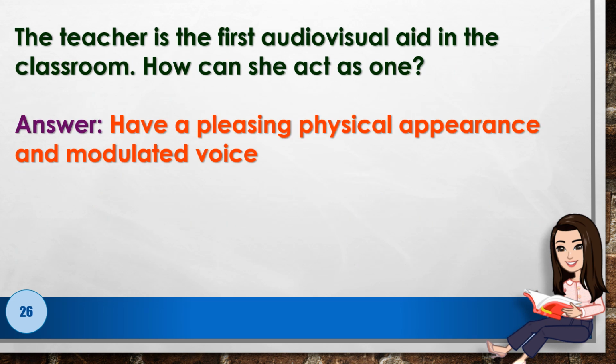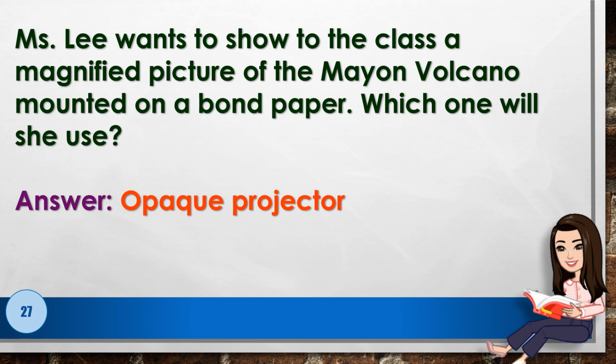26. The teacher is the first audiovisual aid in the classroom. How can she act as one? Answer: have a pleasing physical appearance and modulated voice. 27. Ms. Lee wants to show to the class a magnified picture of the Mayan volcano mounted on a bond paper. Which one will she use?